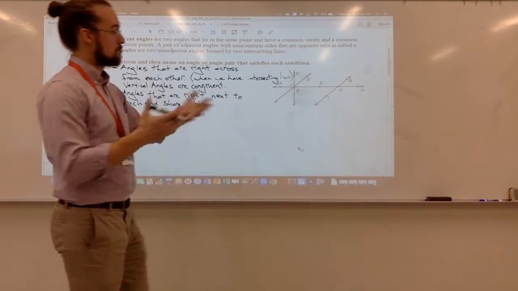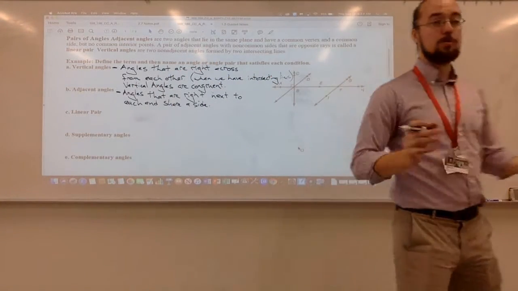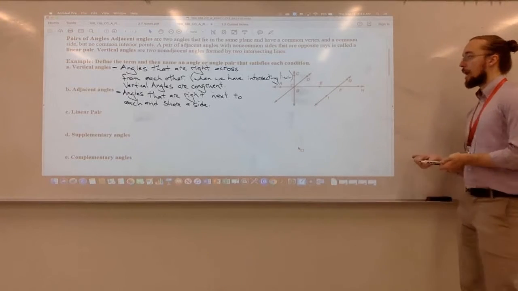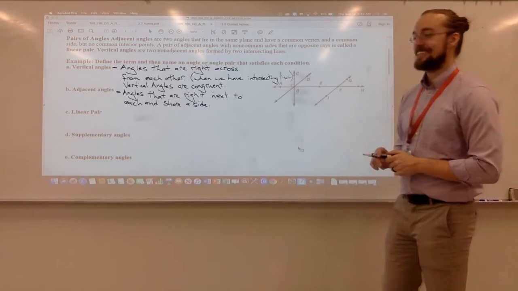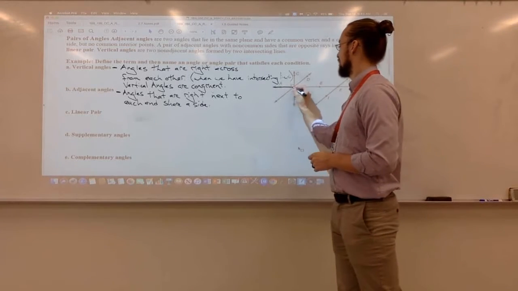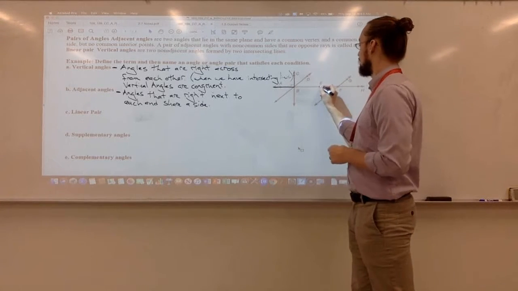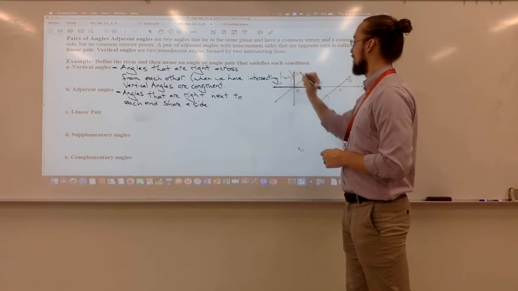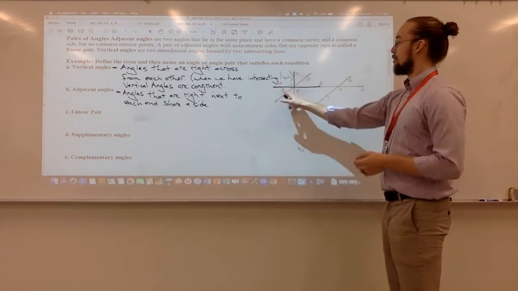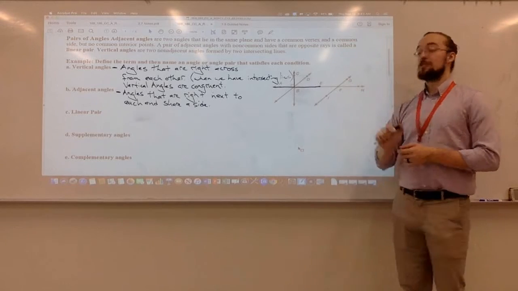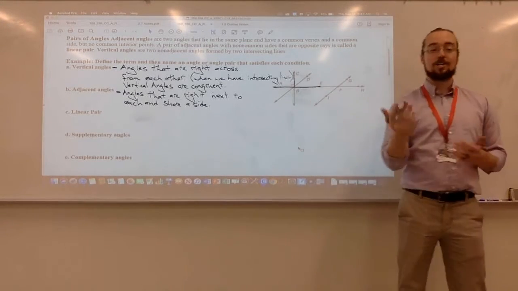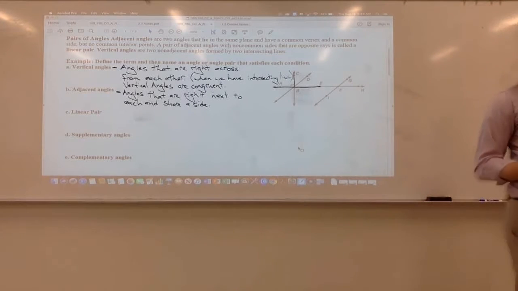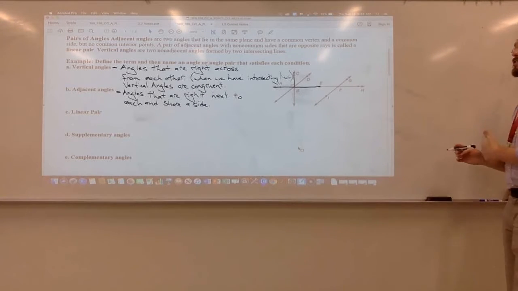So in this diagram, again, there are a ton of examples of that. Somebody give me a pair of adjacent angles. ABC and EBC, yeah, there we go. Yes. Angle ABC and EBC. Those angles are right next to each other and they share side BC. So that would be a good example of adjacent angles.